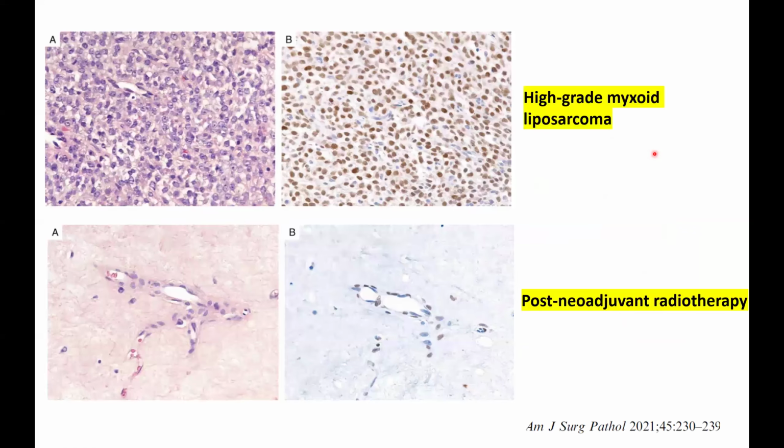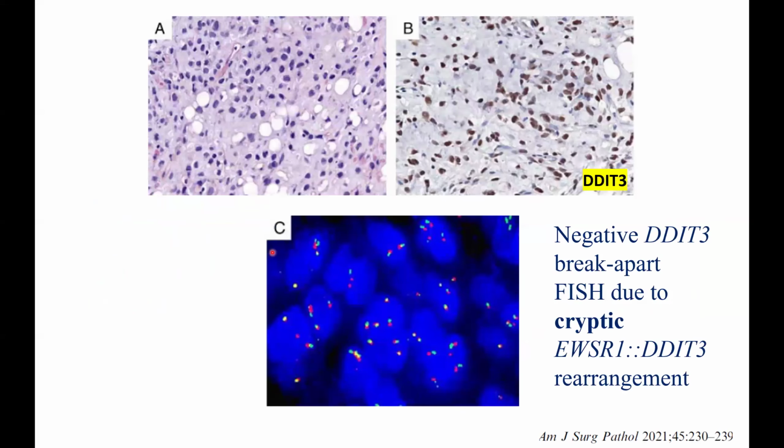Even in high-grade myxoid liposarcoma, it was really difficult to be certain that you're dealing with a myxoid liposarcoma or a post-neoadjuvant therapy effect, and it works really well. Sometimes you can do DDIT3 and the FISH is negative, especially in EWSR1-DDIT3, because you have a cryptic translocation.